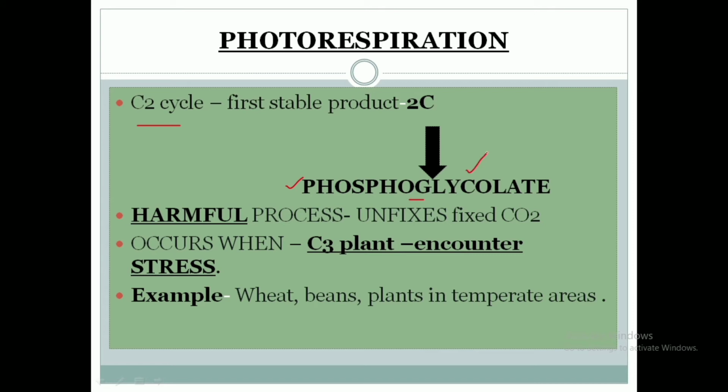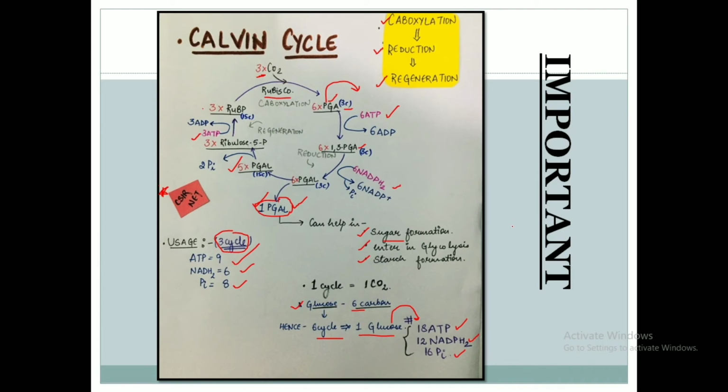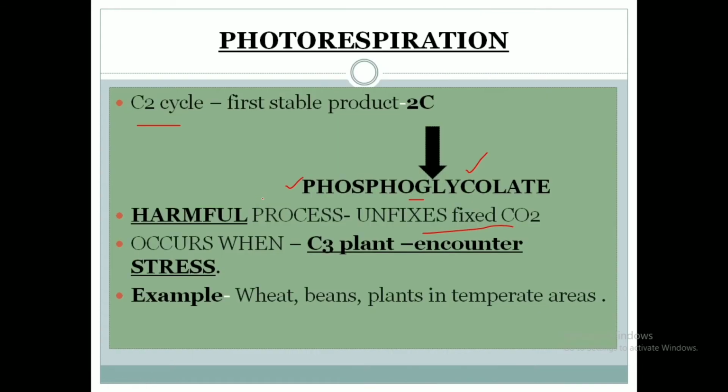The next point to remember is that photorespiration is a harmful process for the plant. Why is it harmful? Because in photorespiration there occurs unfixing of the fixed carbon dioxide. As in the case of the Calvin cycle, it was this carbon dioxide which was getting fixed into the PGAL. But in photorespiration, there occurs unfixing of carbon dioxide, which is a harmful step for the plant. Also, photorespiration occurs when the C3 plant encounters stress conditions.